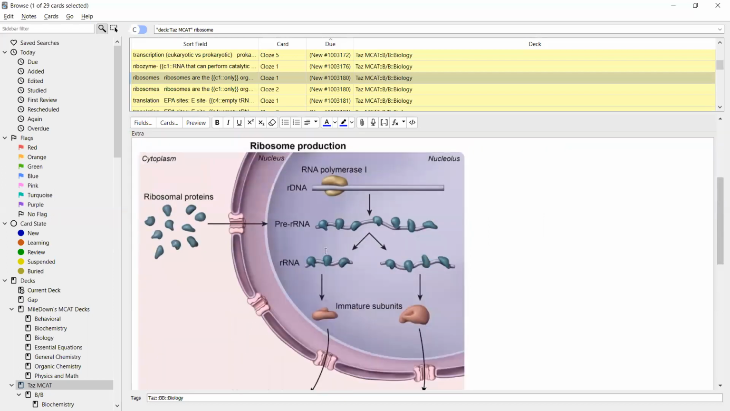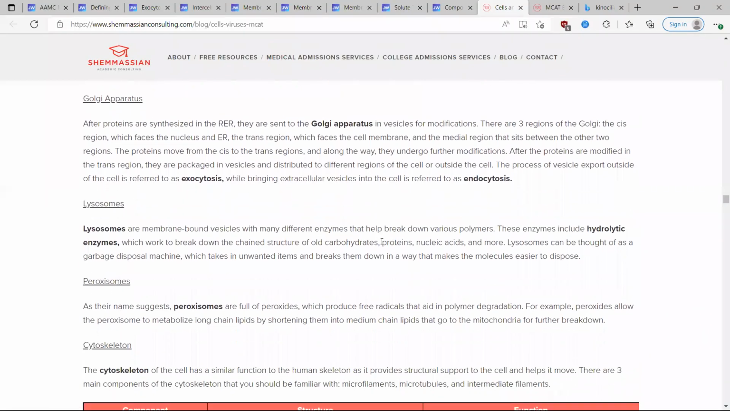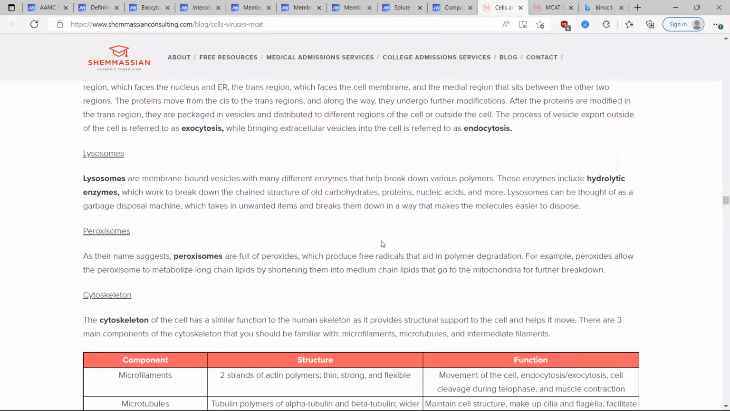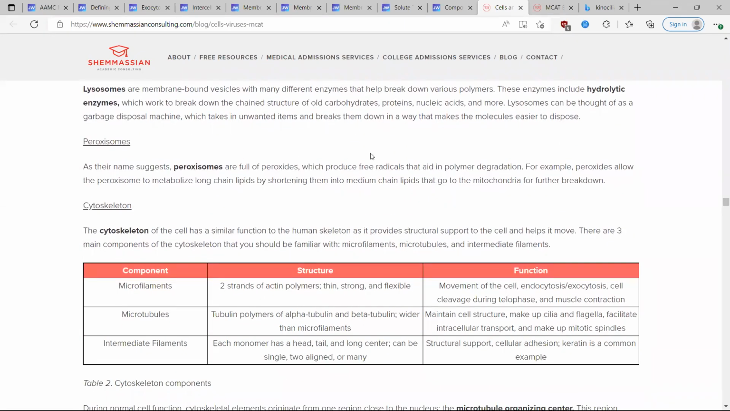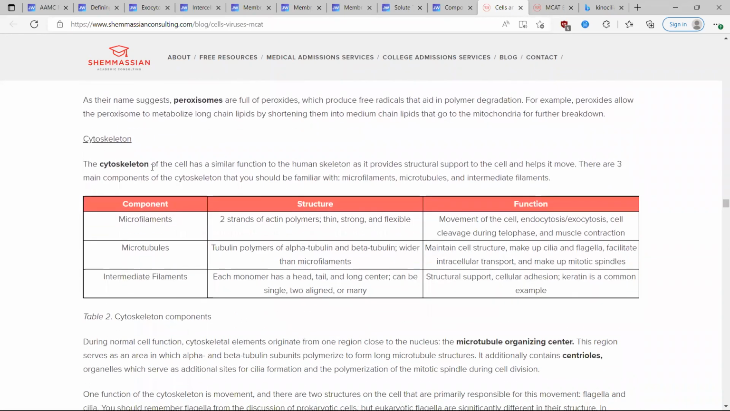Okay. So lysosomes we talk about, they have hydrolytic enzymes to break stuff down. Peroxisomes, they use peroxide to break stuff down. Cytoskeleton. Okay, so now we can explain everything that we were talking about before.